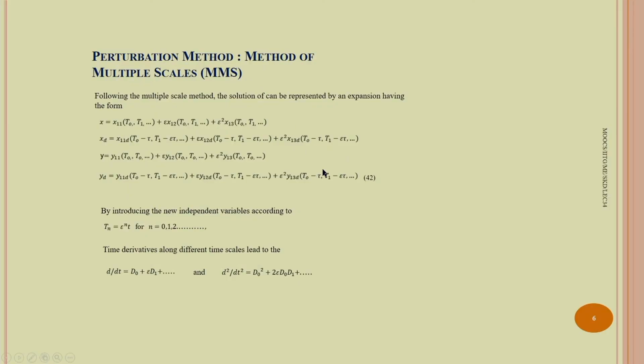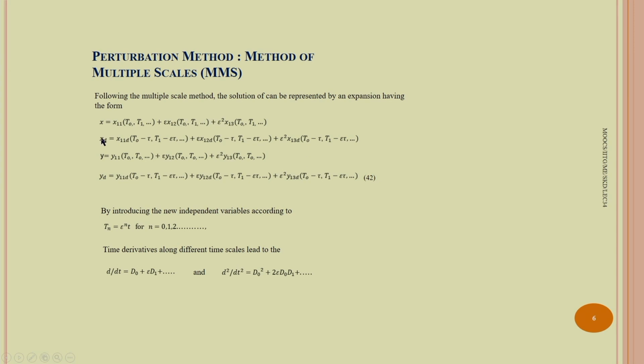As we do not have any closed form solution, we can go for an approximate solution. An approximate solution can be obtained by using many different methods, such as the method of averaging, the Lindstedt-Poincare method, the homotopy method, normal form methods, and the method of multiple scales also. Here, the method of multiple scales is used to solve this equation.